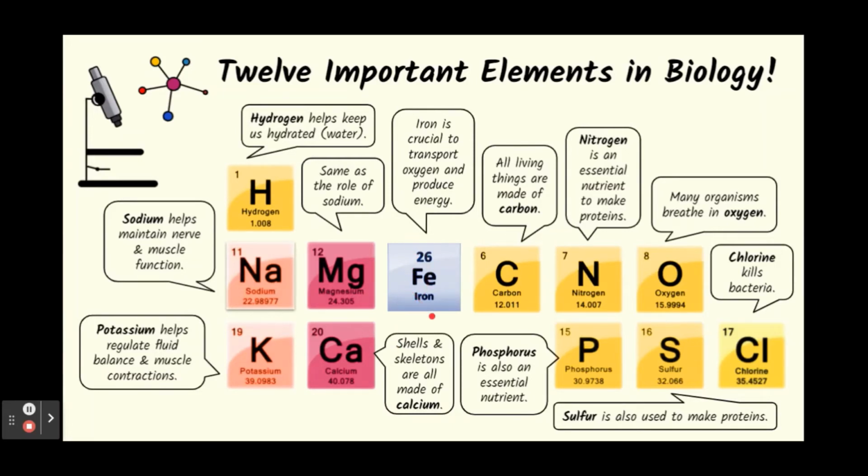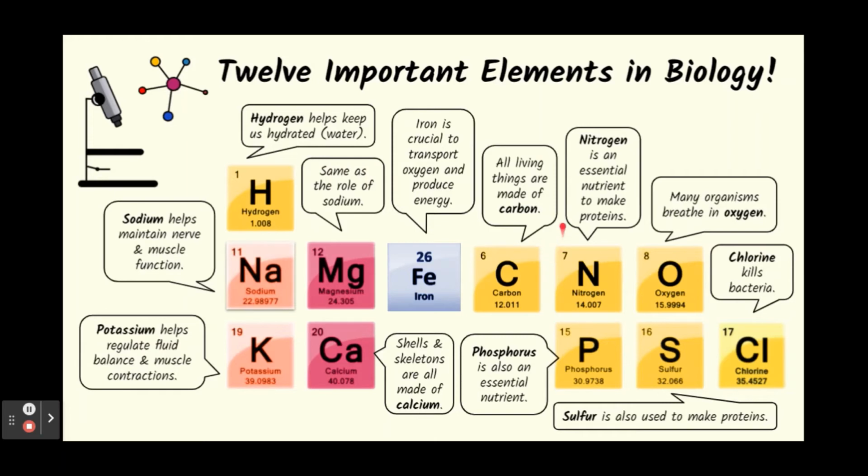And then we have iron. Iron is the only metal element we as organisms really need, compared to other metals. So it's crucial to transporting oxygen and producing energy. And notice how iron is not I, it's Fe, and that it gets that from its Latin name. So then we have carbon. Like I said before, all living things are made of carbon or have carbon in them.